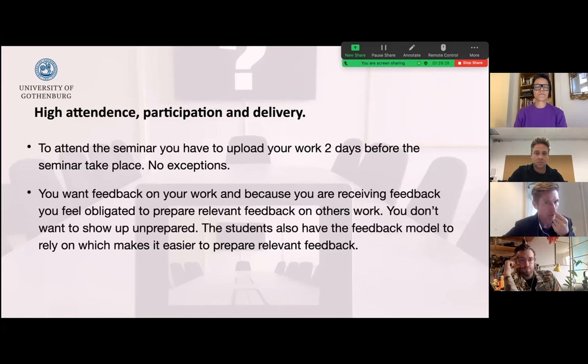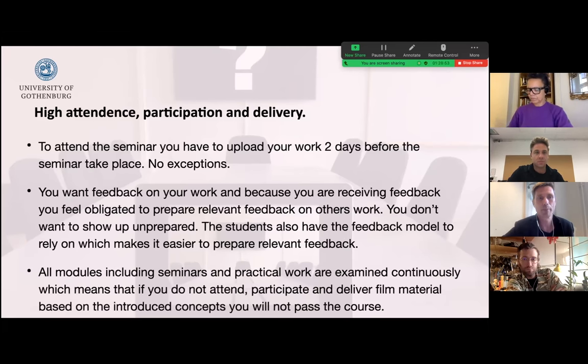And most of the students are eager to get feedback on their work, and because they are receiving feedback, they also feel very obligated to prepare relevant feedback on others' work. So you don't want to show up unprepared. And the students also have the feedback model to rely on, which makes it easy to prepare relevant feedback. And lastly, all modules, including seminars and practical work, are examined continuously, which means that if you do not attend, participate, and deliver film material based on introduced concepts, you will not pass the course.